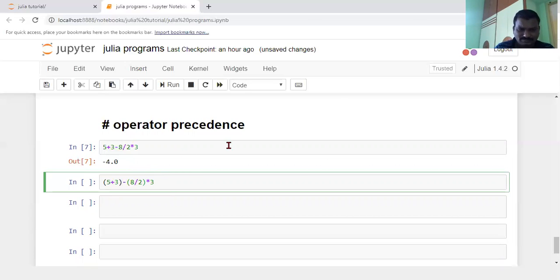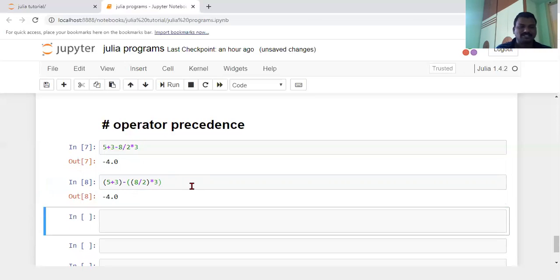That means the system automatically converts this value like this. First calculate 8 divided by 2, that value is 4. 4 into 3, that value is 12. 5 plus 3, that value is 8. 8 minus 12 gives minus 4 here. How can you execute this information? How can you get this 4?